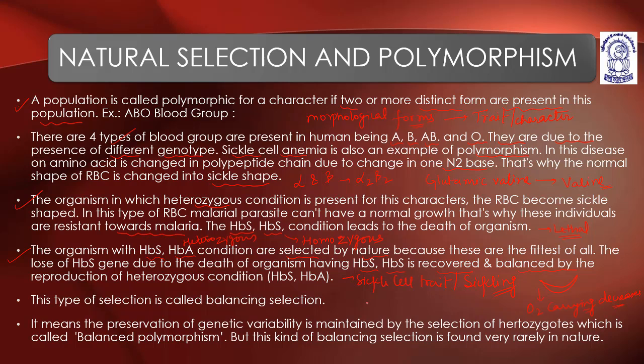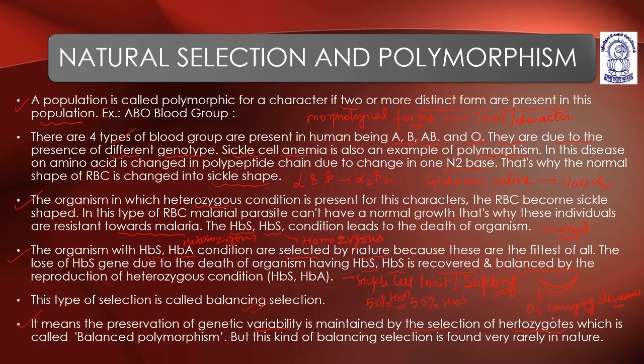But if it is in heterozygous condition, 50% of RBCs are normal, having adult hemoglobin, and 50% of RBCs have HbS. So 50% of RBCs are sickle shaped and their oxygen carrying capacity decreases, but that is compensated by the 50% normal RBCs. This type of selection is called balancing selection. This type of natural selection comes under the category of balancing selection or balanced polymorphism. It means the preservation of genetic variability is maintained by the selection of the heterozygotes.